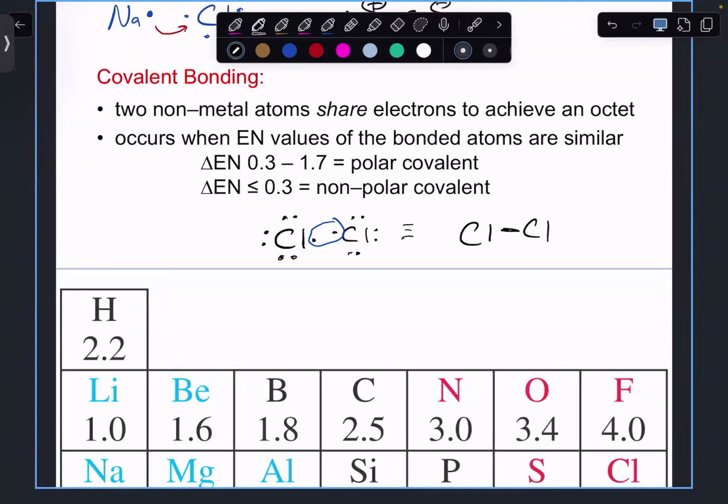Okay. Questions there? Mm-hmm. Sorry. Oh. I would say 0.4. Yeah, but again, because that is the difference between carbon and hydrogen.